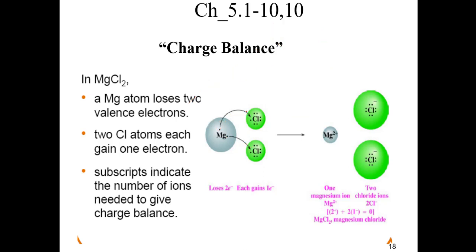So this diagram shows the same thing, albeit less messy. There's before, and then here is after. And that leads to magnesium chloride. So let's do another one. We'll do aluminum, and then we'll do fluoride.